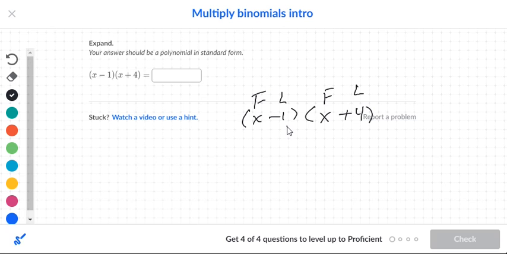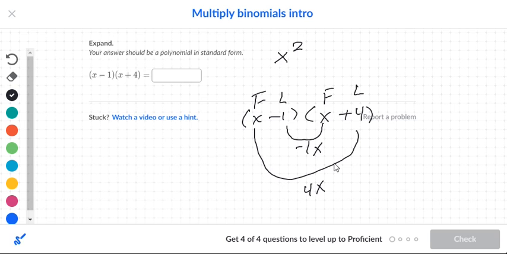Now I have my double smiles. That's my inside smile, and that's my outside smile. So I want to start off with the first times the first. The first times the first term is x to the second. When I go in for my inside smile, that's a negative 1x. My outside smile, I have an x and a 4, so that's simply 4x.